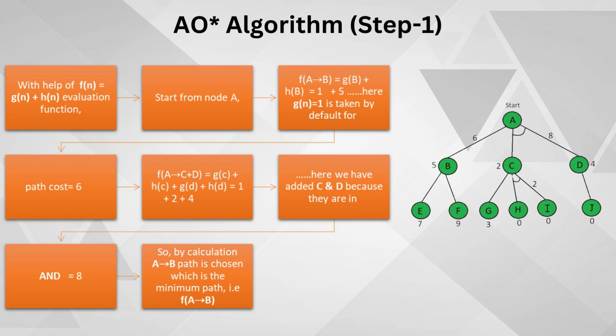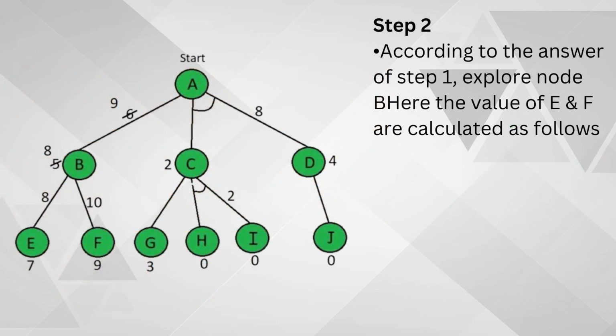By calculation, the A to B path is chosen, which is the minimum path. So we have the path from A to B. Now in step 2, you can see in the diagram we have changed the value from 6 to 9 and from 9 to 8. So according to the answer of step 1, explore node B.